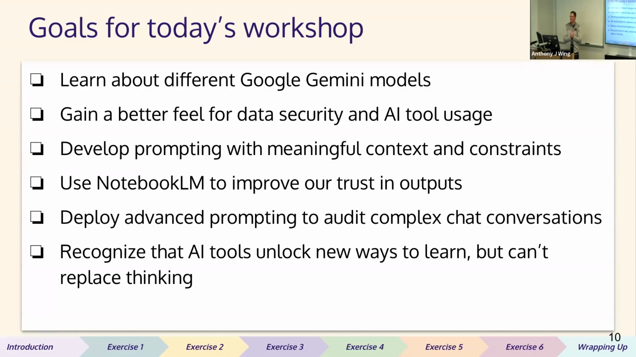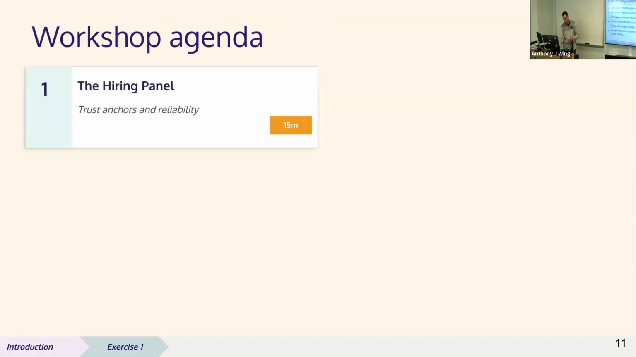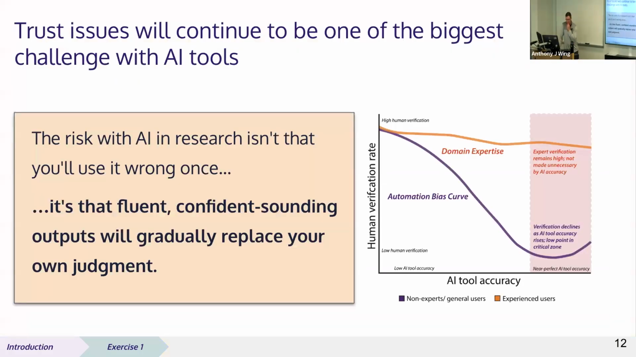I really want folks to recognize that AI tools can help you unlock different ways to learn, but they can't replace your thinking. That's a huge issue right now that all institutions are facing, from K to 12 to post-secondary. With this, one of the biggest issues that we'll face with a lot of these tools going forward, no matter what, even as they continue to get better, is trusting them.